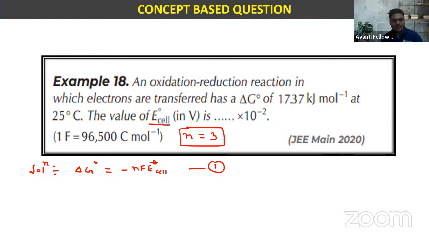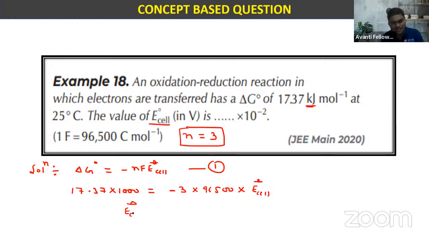Now you can calculate. Delta G is given now, that is 17.37. Here the value is in kilojoule, so for the kilo, we multiply with 1000. Now this is minus. What is N? N is given, that is 3. What is F? That is 96,500. And this is E naught cell. So we need to calculate this E naught cell only.